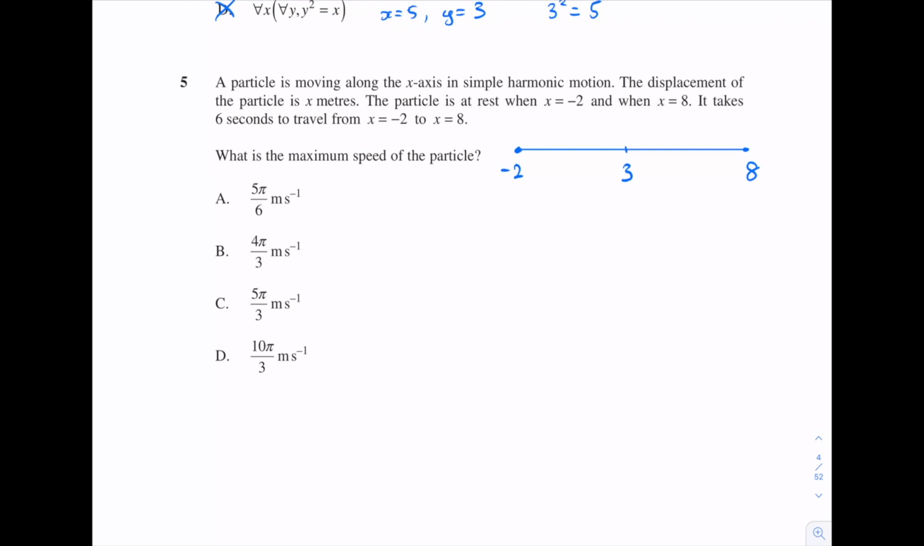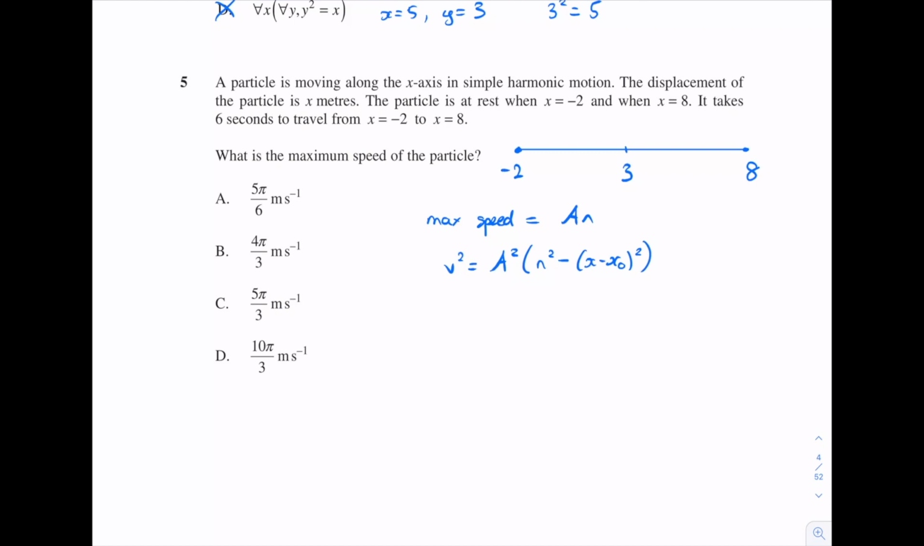And then what does it say? It says it takes 6 seconds to travel from x equals -2 to x equals 8. Okay, what is the maximum speed of the particle? All right, now, when I do this question, I already know a few facts about simple harmonic motion, and one of them is that the maximum speed is a times n. And you can actually prove this or convince yourself of this by just thinking about this formula. v squared equals a squared n squared minus x naught squared.